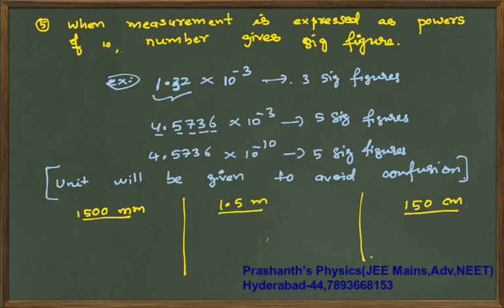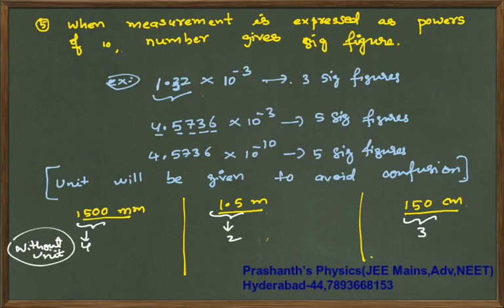Now when the unit is given like this, if unit is not mentioned and you are asked the significant figures, I would have written the answer as 2 here, here my answer would be 3, here my answer would be 4, without unit. Now if it is asked with unit, we will bring all of this into a common unit.